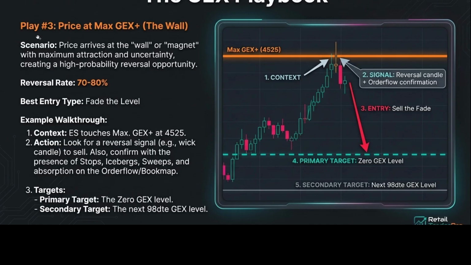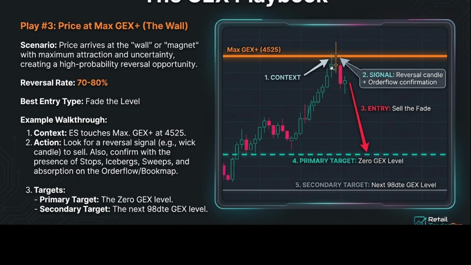The play 3 is when price is at max GEX positive or in the wall, like here. In this case, the price arrives at the wall or magnet zone with maximum attraction and uncertainty, creating a high probability reversal opportunity. This reversal rate is 70 to 80% probability in comparison with breaking this level.